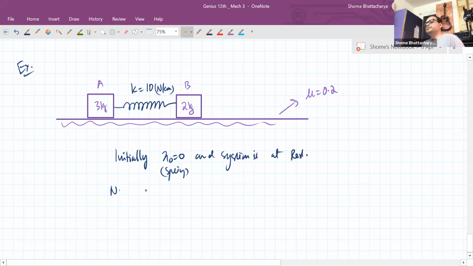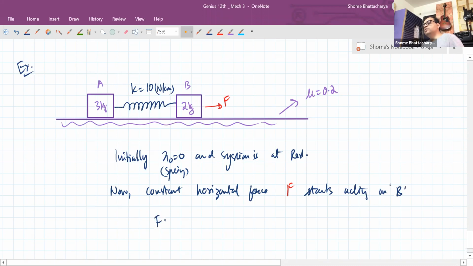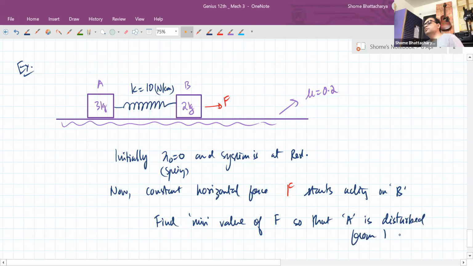Okay. Now a constant horizontal force F starts acting on B. Okay. Find the minimum value of F so that A is disturbed from equilibrium. Okay, take g as 10 meters per second square.